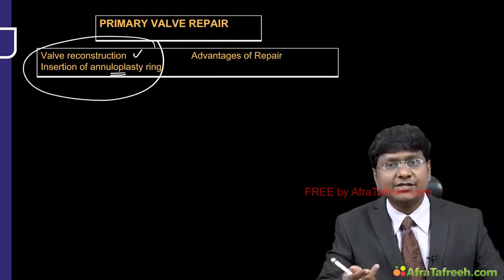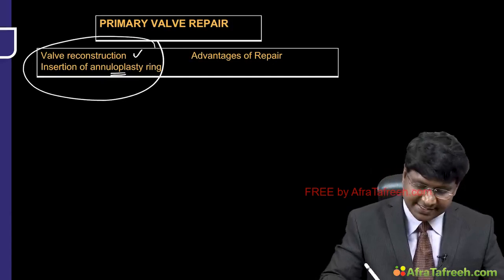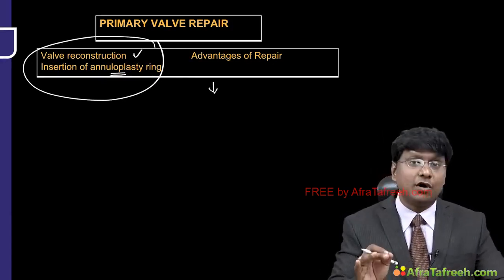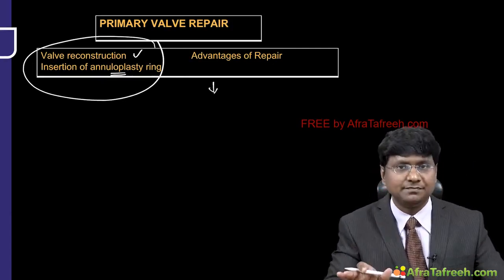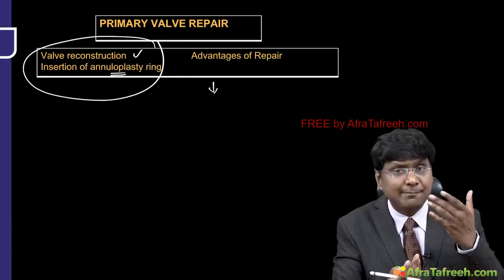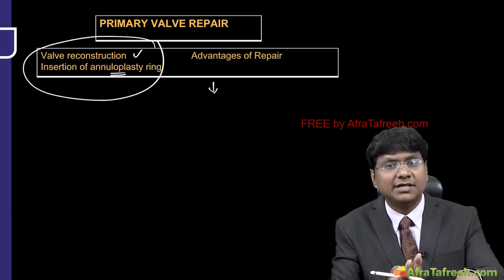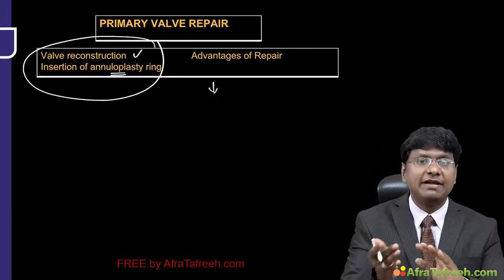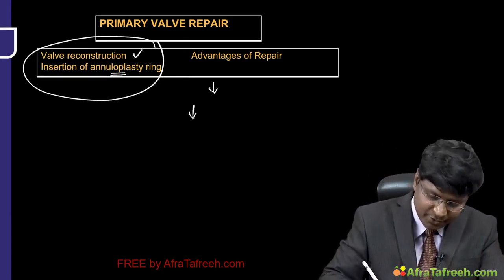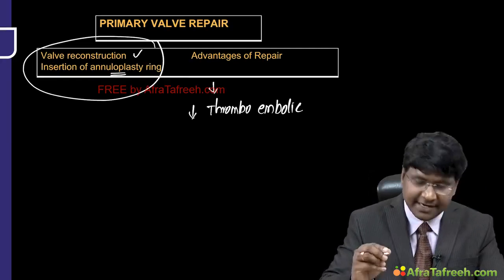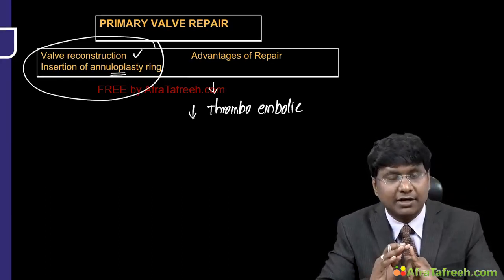Now what are the advantages of repair over replacement? See, when you do a replacement, there is a chance of clot formation. Why? Because it's a metallic valve or a prosthetic valve. There is a risk of thrombus formation. So when you do only valve repair without valve replacement, there is reduced incidence of thromboembolic events.